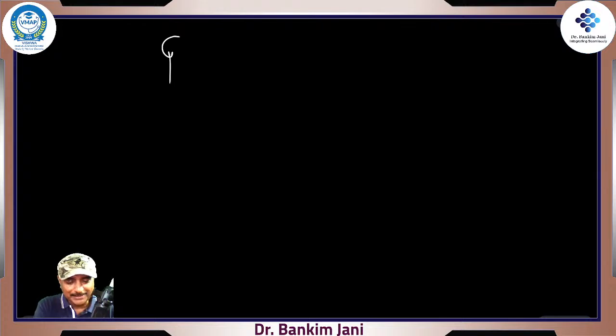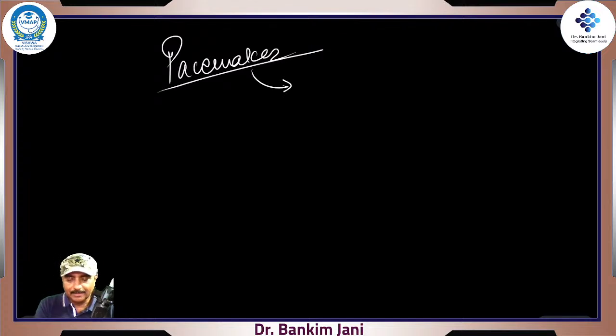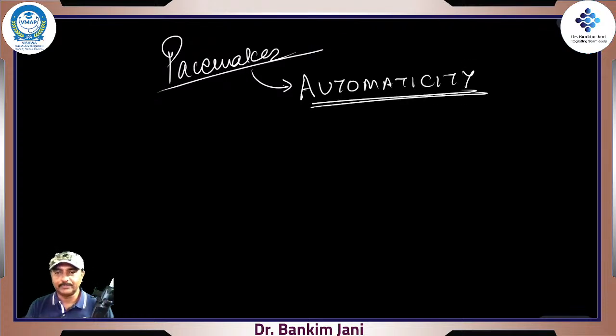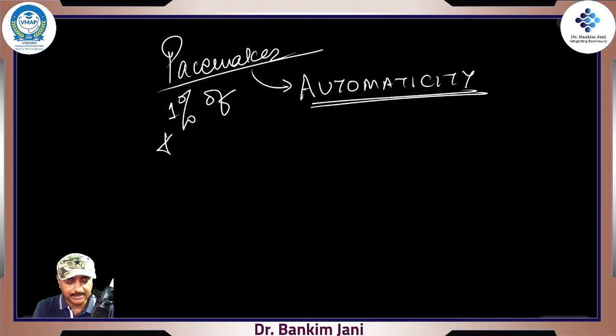Okay, so now we talk about the pacemaker. One speciality is automaticity. Without anything, they keep on working. But there has to be something which triggers this pacemaker also. If you really calculate, pacemaker cells comprise just less than 1% of the heart cells. And there are two of them.